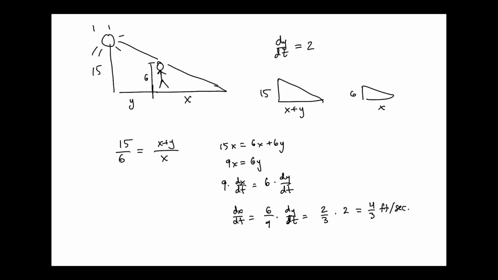what's going on. So what was the other question we were asked? The speed of the tip of the shadow. What is the speed of the tip of the shadow? Well, the tip of the shadow is how far away from the lamppost?